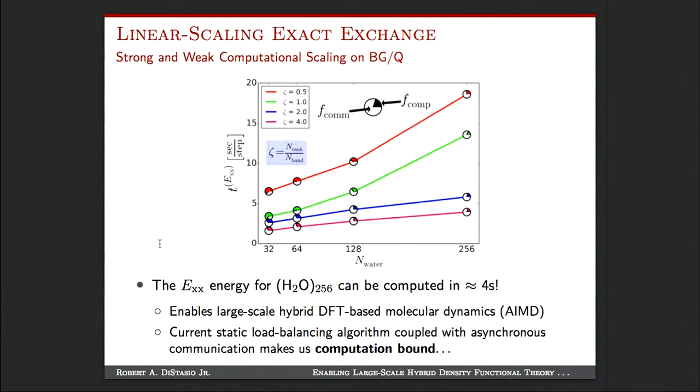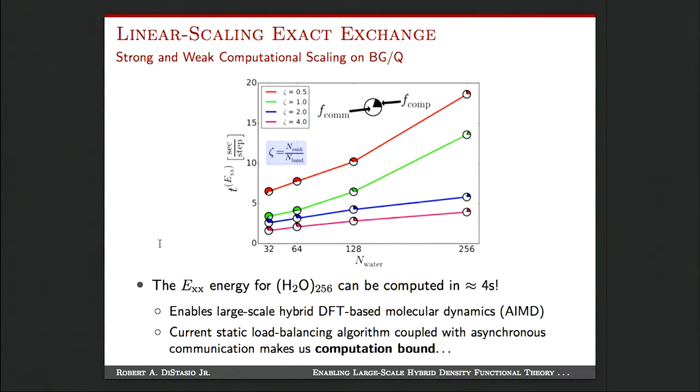So what's interesting here, again, I won't go into the detail because this is not the most up-to-date slide. I want to just give you the take-home message that we can do things like water 256 now, the exact exchange contribution in about 4 seconds. That puts you in the domain where you can actually do ab initio molecular dynamics, which requires hundreds of thousands of repeated energy and force evaluations. The algorithm that we're showing here, like I said, is a little bit old. We have introduced a very efficient static load balancing algorithm coupled with asynchronous communication, and we've completely made this computation bound. Our original algorithm was much more communication bound.